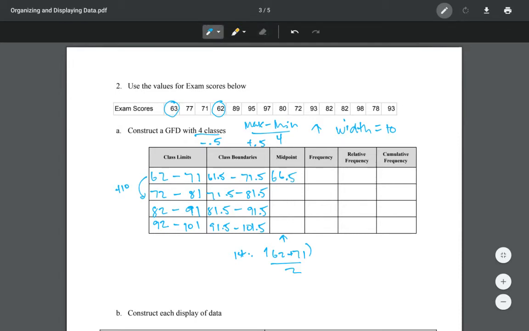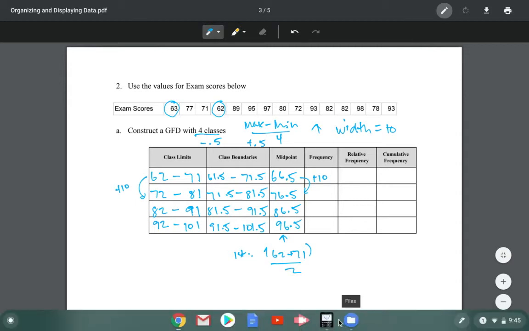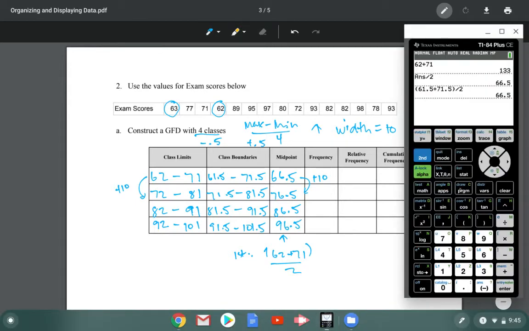To get to my other midpoints, let me just make that look nice. So to get to my other midpoints, I can continue to do this for each of my boundaries, or I know that these are also separated by that class width of 10. Makes it much easier. So 76.5, 86.5, and then 96.5. And you can just do a quick calculation. I like to do this because I often make a mistake, but let me go ahead and just check that last one. So if I do 92 plus 101, and I divide that by 2, I should get 96.5, and I do. So my midpoints are looking really good.